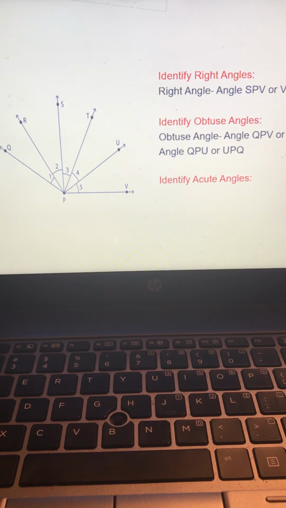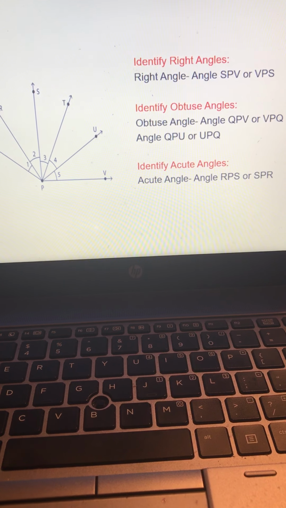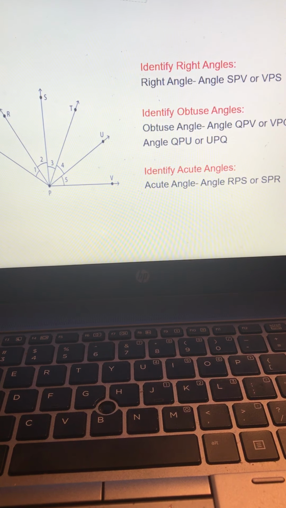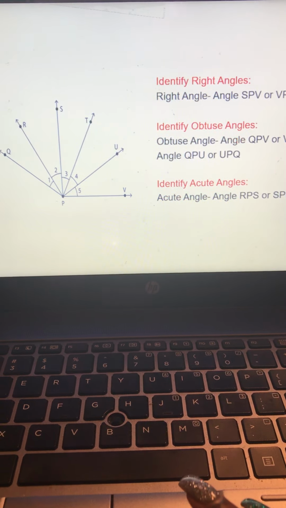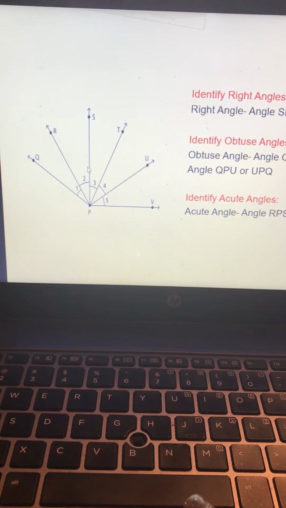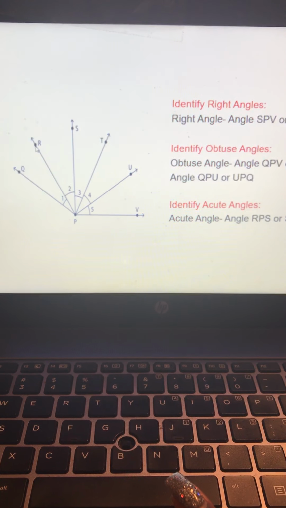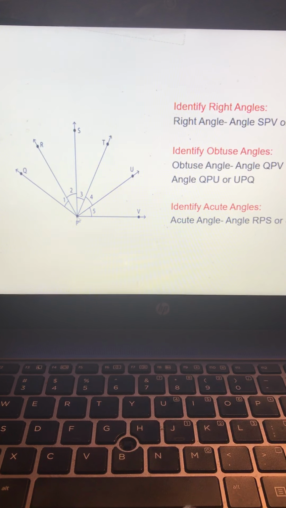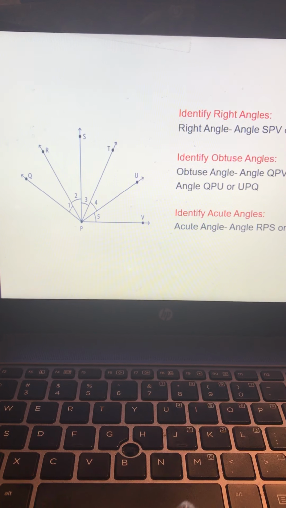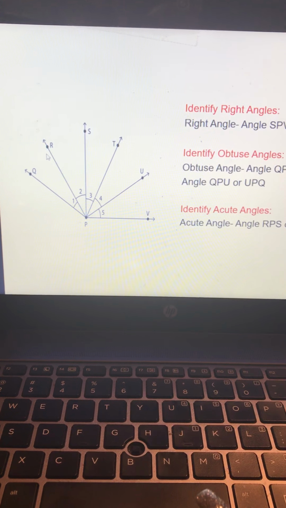Next, let's find acute angles. We have angle RPS or SPR. So again, let me locate my mouse. So we have angle RPS, or we can read it the other way, SPR.